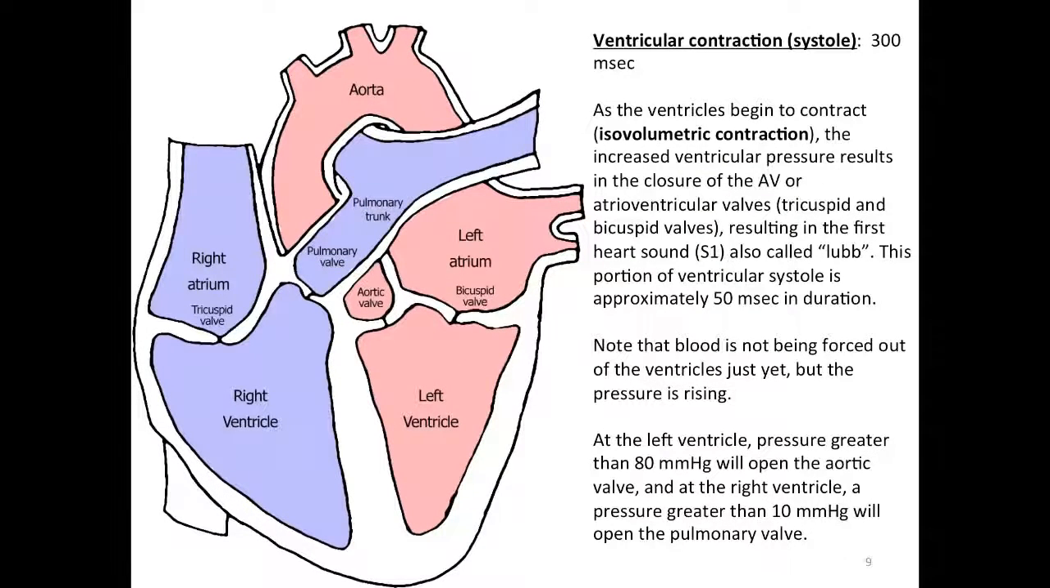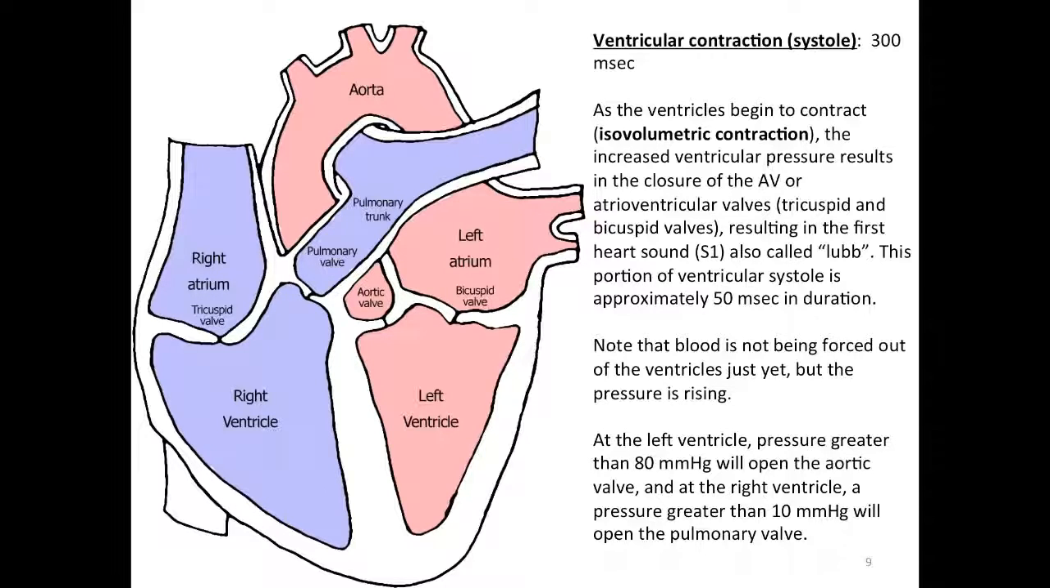Ventricular contraction, systole, 300 milliseconds. As the ventricles begin to contract in isovolumetric contraction, the increased ventricular pressure results in the closure of the AV, or atrioventricular valves, the tricuspid and the bicuspid valves, resulting in the first heart sound, S1, also known as lub. This portion of ventricular systole is approximately 50 milliseconds in duration. Note that blood is not being forced out of the ventricles just yet, but the pressure is rising.